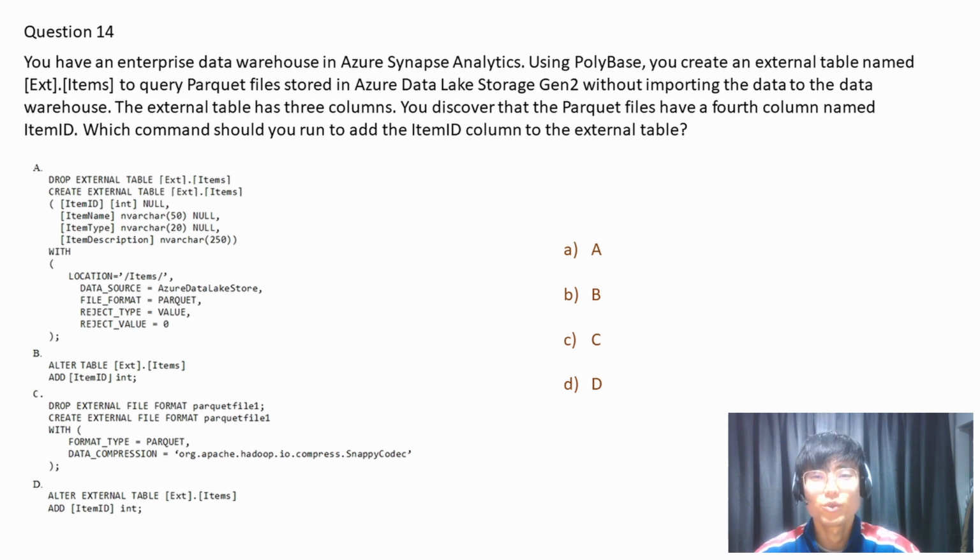So for external tables, only create and drop commands are allowed. Just using that filter, the correct answer is either A or C. And since we're dealing with an external table here, we can get rid of option C, which looks at external file format. Just going through it here, we can see that the table is first dropped and then is created again with the item ID column added.